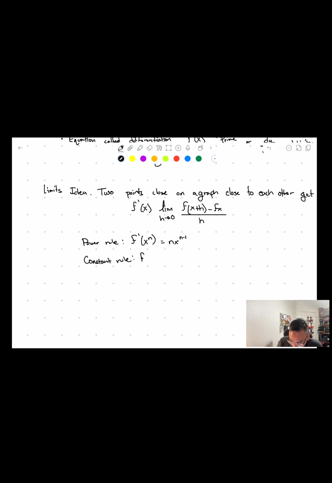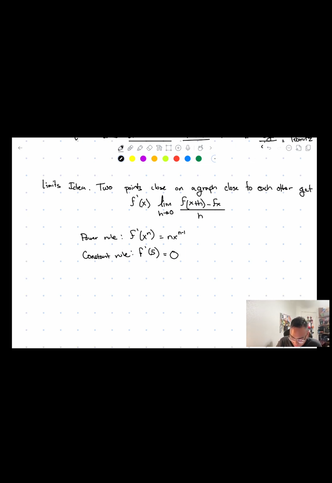Where f prime, let's say a number like 5. So any constant number, so it could be 0, 1, 2, 3, 4, 5. Any constant, it's always going to equal 0.